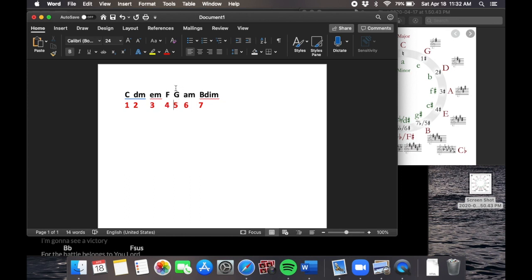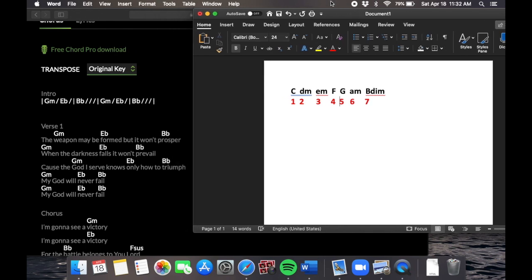Four and 5 being the only major chords, 6 and 7. And of course we end in C again, but we're not going to write that down as an 8. Now, let's start implementing what we have so far.